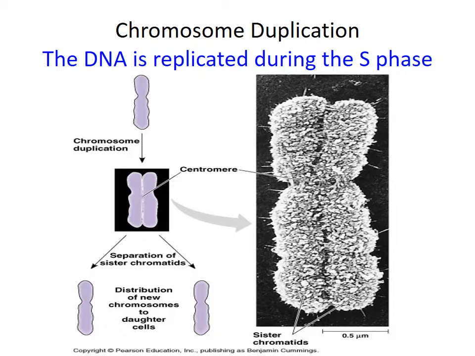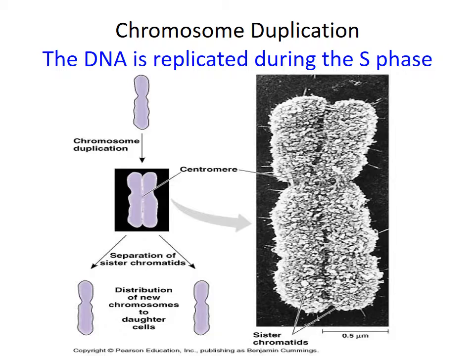We start with this single chromosome up on top. It gets the signal to divide, and so it replicates itself in a process we call DNA replication. And it makes an identical chromosome right next to it, okay? And it's attached in this little region we call the centromere. And as long as these two chromosomes are attached, they are known as sister chromatids.